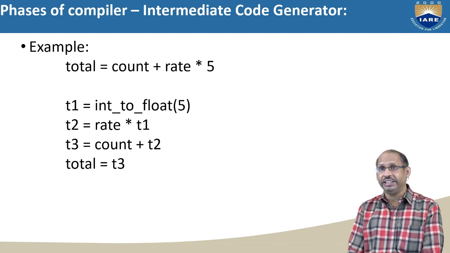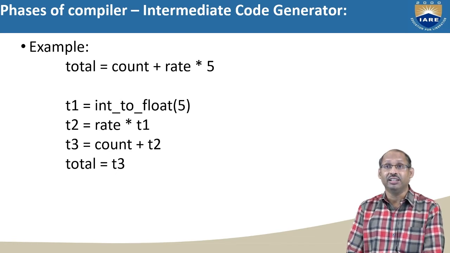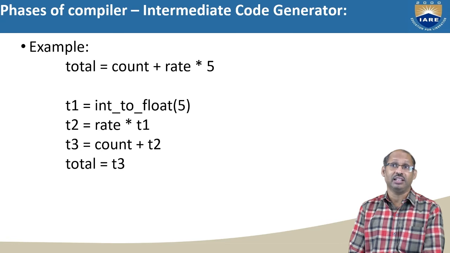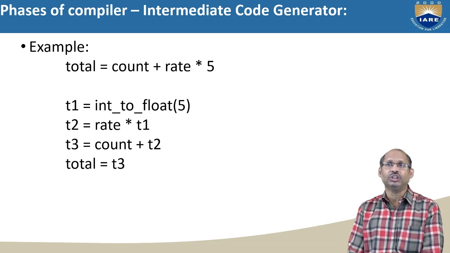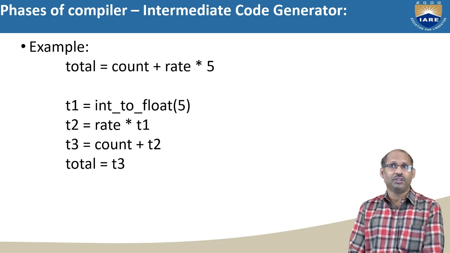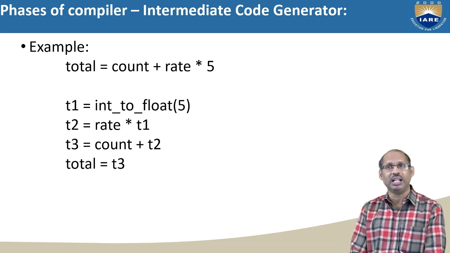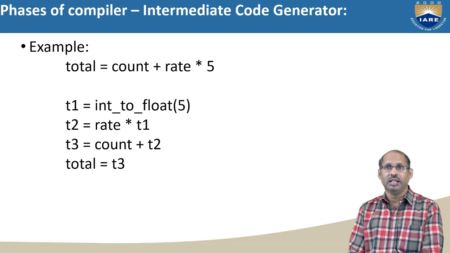T1, T2, T3 are the temporary variables generated for the execution of the statement total equal to count plus rate into 5 only. But it will divide the tasks and execute them one by one. And finally, the result is stored in the total variable. Right? Is it clear?